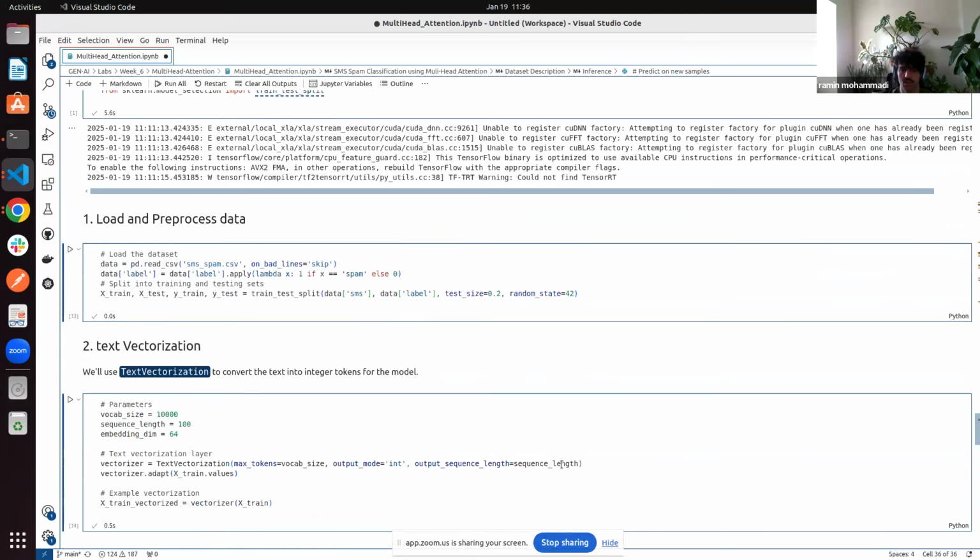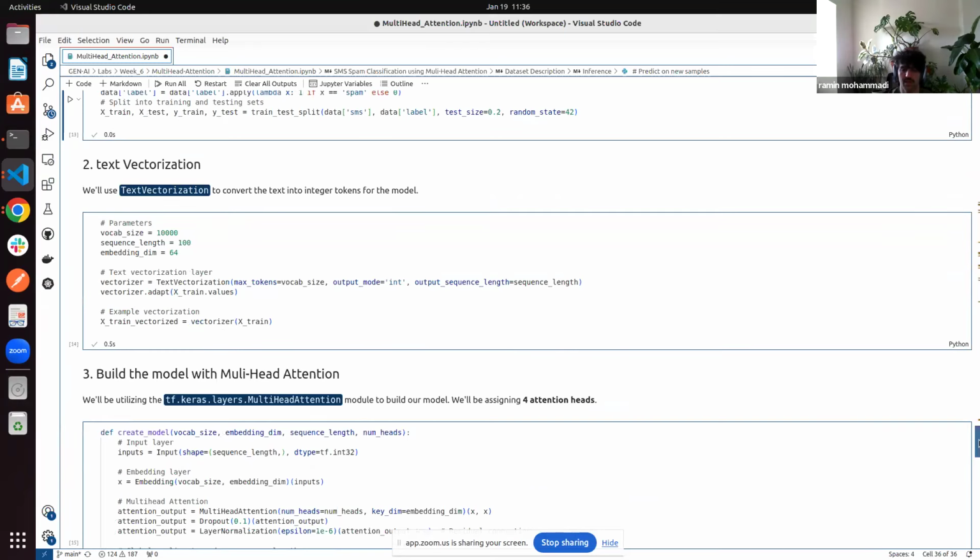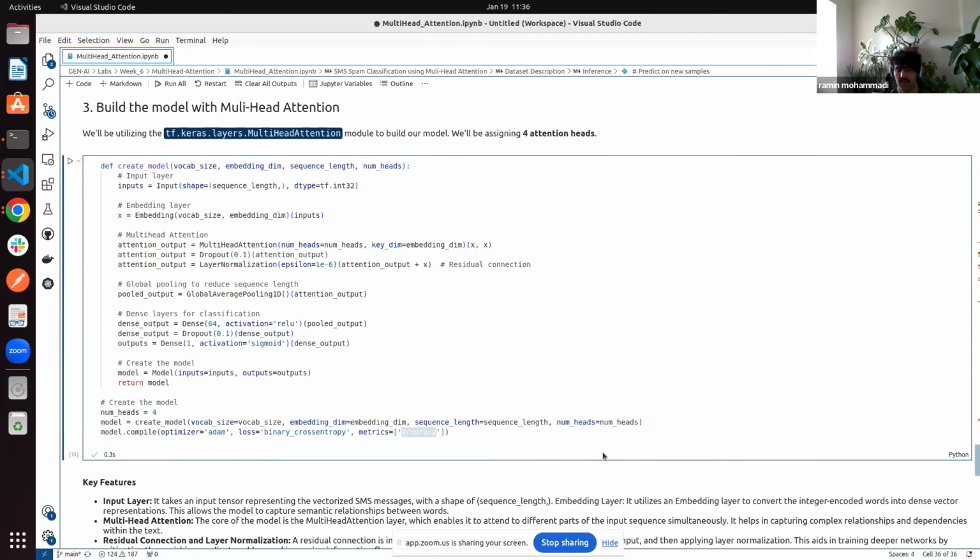Again, if you read the paper, if you want to build models that are more contextually aware or more advanced, you need to have a series of these multi-head attentions, not just one. That means you need to have multi-layer, multi-head attentions, which we will cover in upcoming labs.